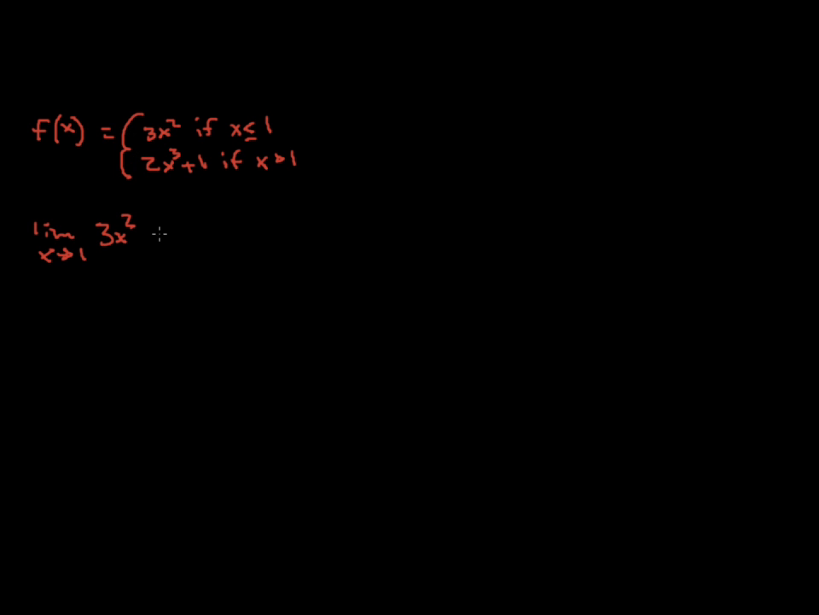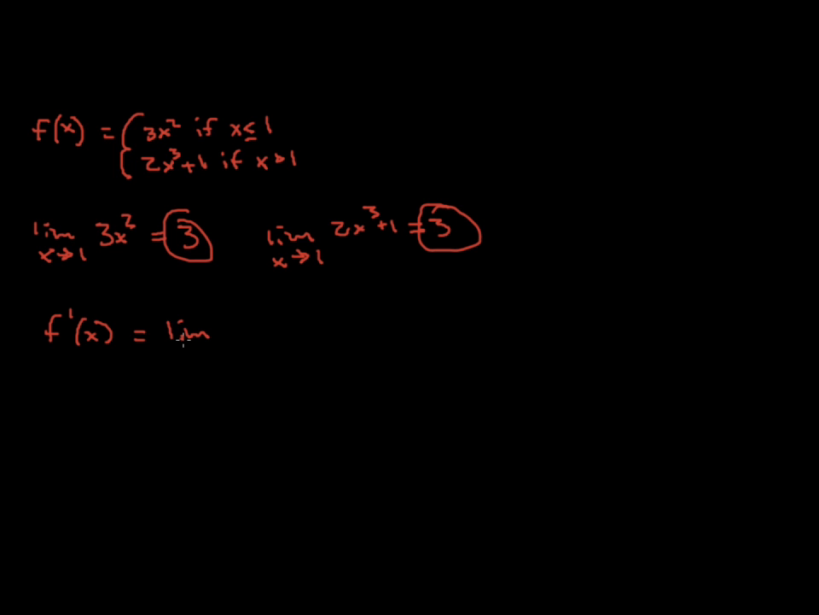So first off, we'll do this. 3x squared, and now if we plug 1 in there, we find that the limit is 3. The limit as x approaches 1 of 2x cubed plus 1 is also 3. So because both of these are 3, we can take the limit of this whole function, or the derivative of this whole function, because the limit exists at f of x.